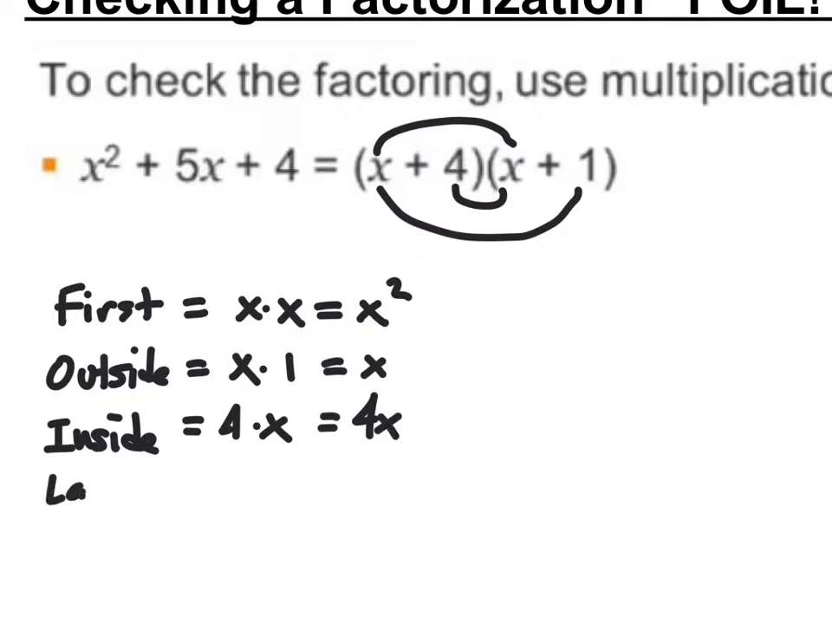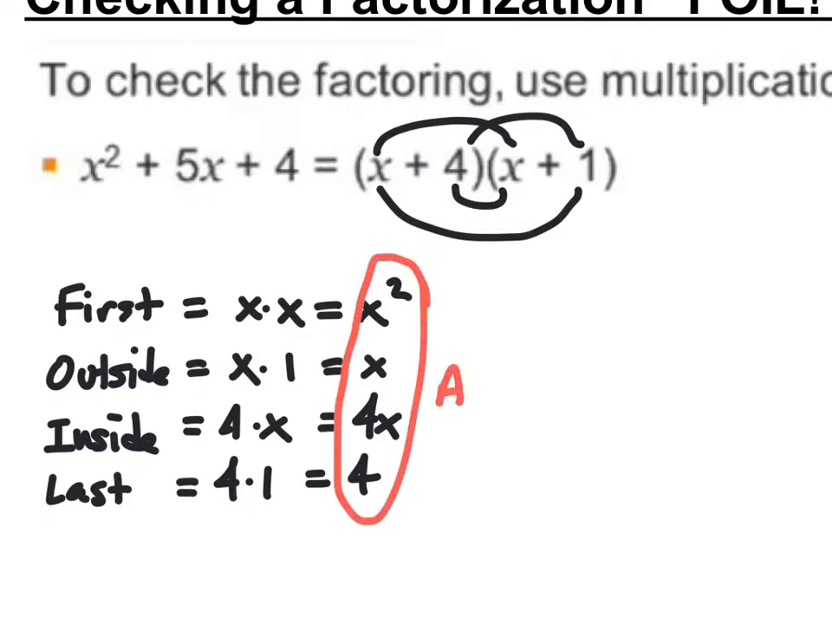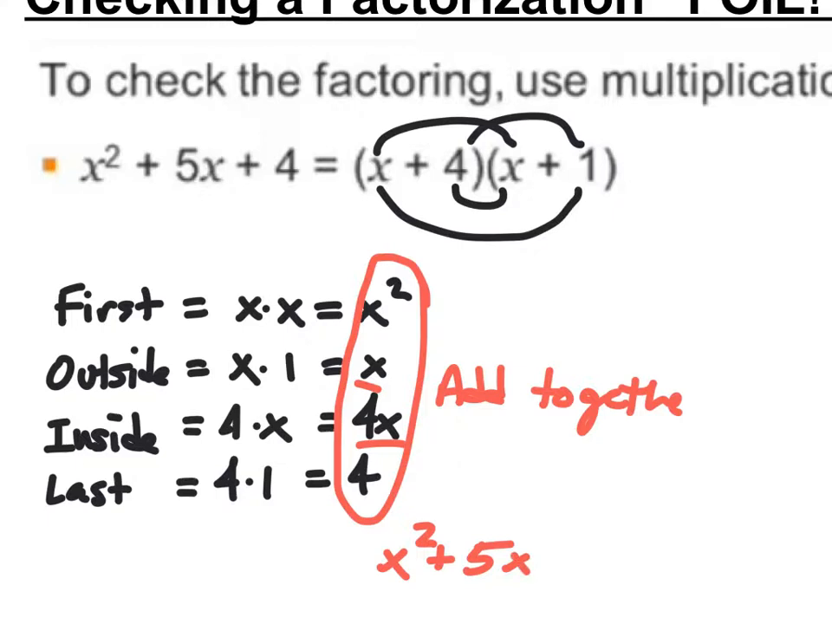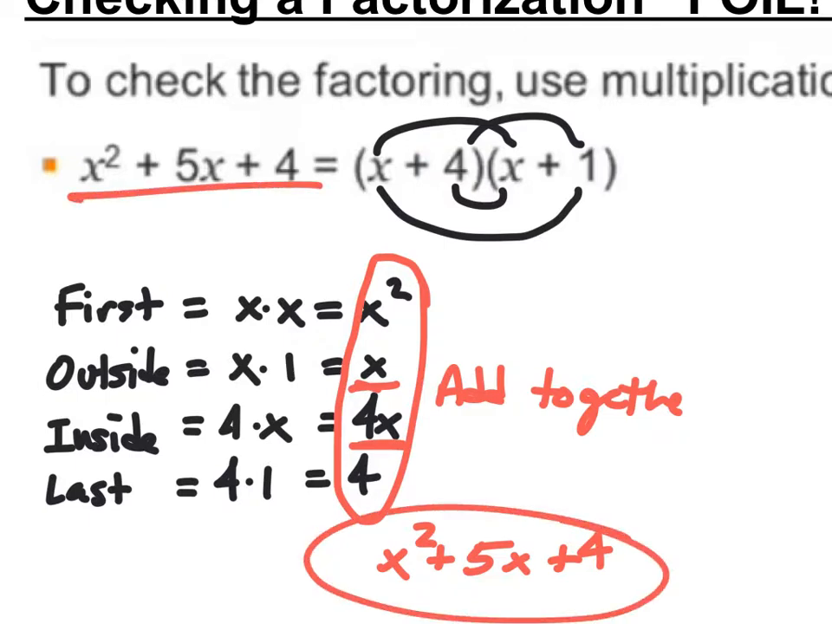And then we have the last terms, okay? And the last terms are just going to be 4 times 1, which is equal to 4. And then what we do is we take all of these terms and we add them together. So the only terms that we can combine are the x and the 4x. So we get x squared plus 5x, x plus 4x gives me 5x, and then plus 4, which is the same thing that we had here.